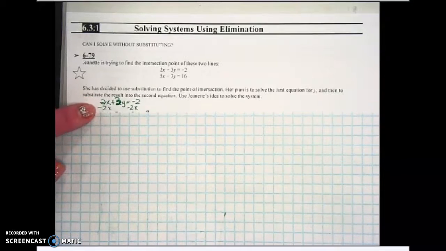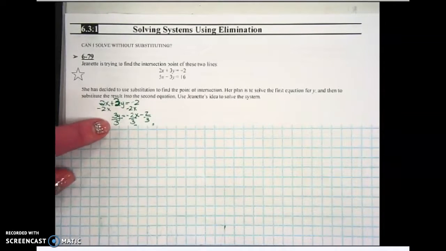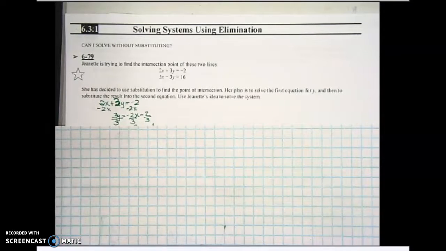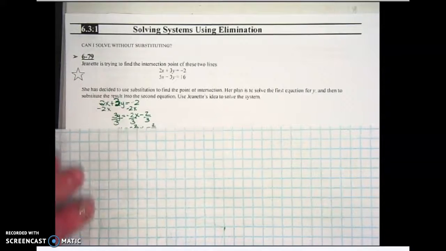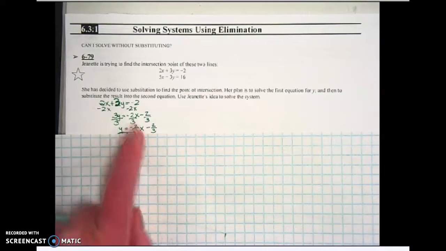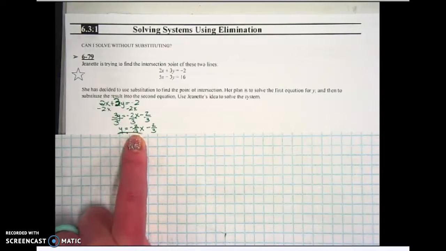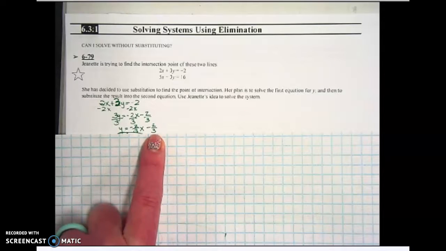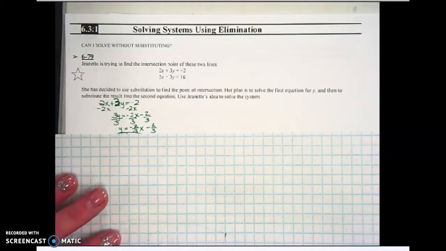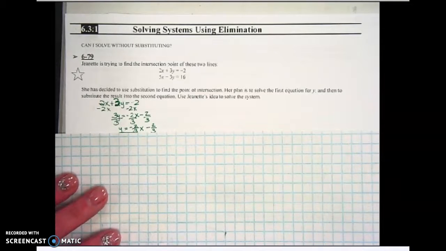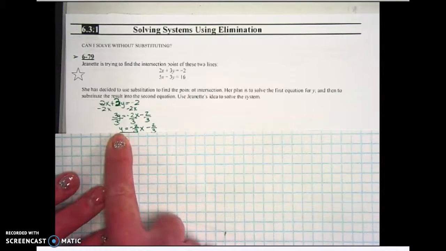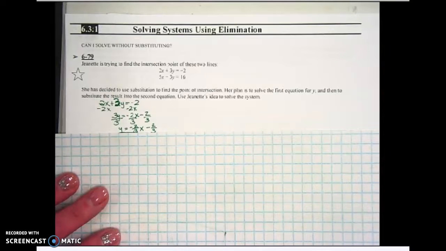We're going to subtract the 2x from both sides. And then we're going to divide all 3 terms by 3. Okay? 3 goes into 3y, y times. I'm going to leave the negative 2/3 as a fraction. Okay? That's the first equation solved for y. I'm going to substitute everything that y is equal to into the second equation.